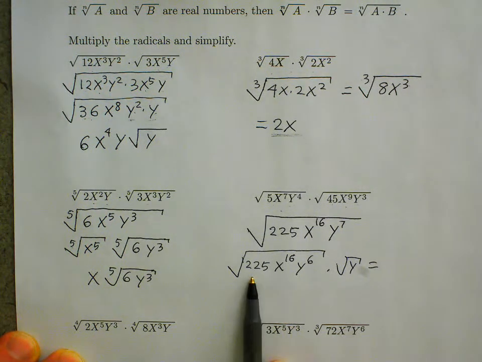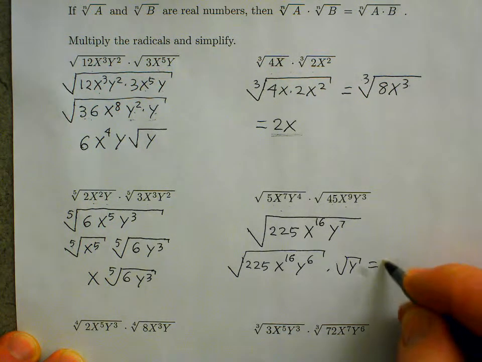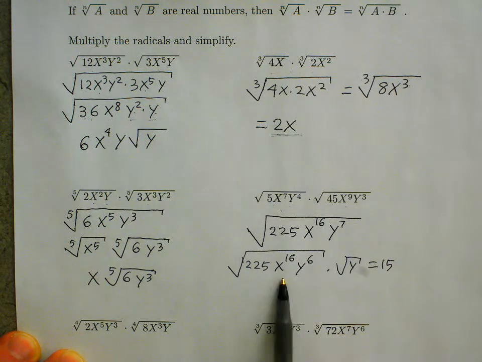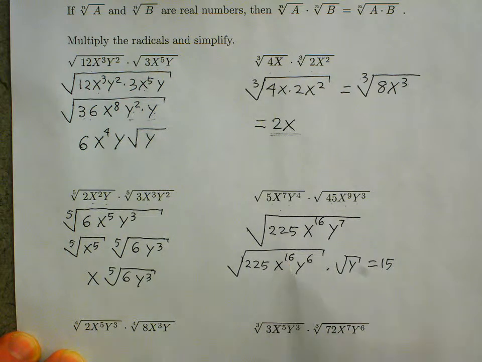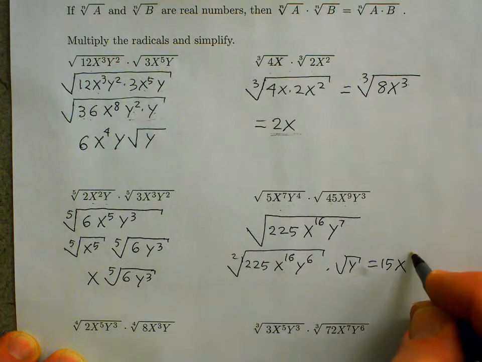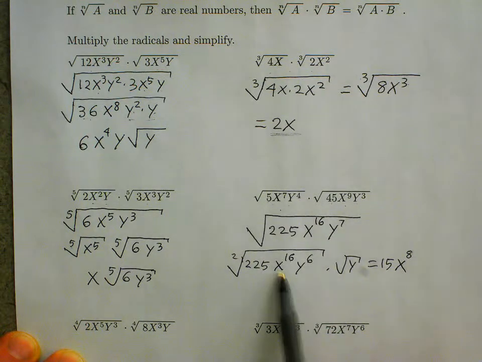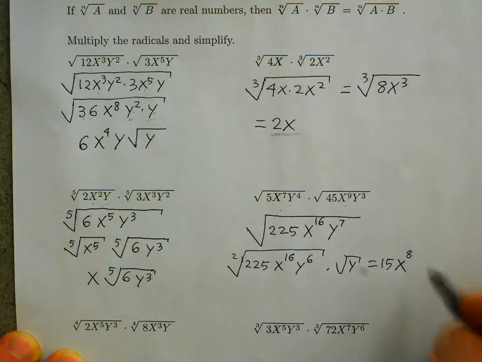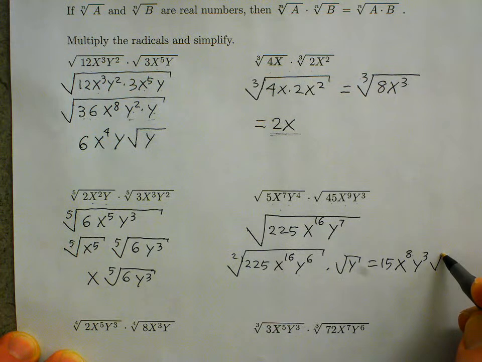And then the square root of 225 is 15. The square root of x to the 16th is x to the 16 divided by the index 2. 16 divided by 2 is 8. So in other words, the square root of x to the 16th is x to the 8th. The square root of y to the 6th is y to the 3rd. And then we multiply 15x to the 8th times y to the 3rd times the square root of y.